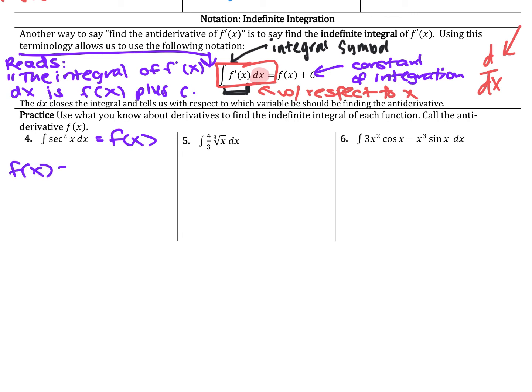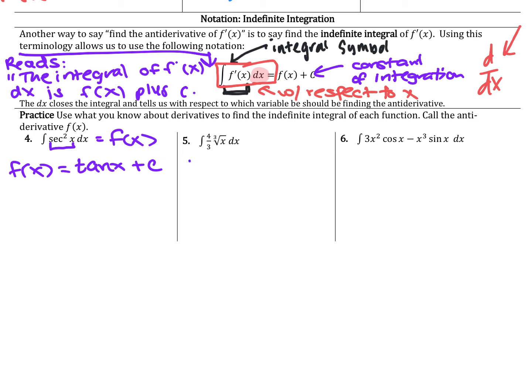So again, what we're doing is we're saying, what is secant squared x the derivative of? Because what we're trying to do is find the antiderivative. So the integral of secant squared x dx is the same thing as whatever function I took the derivative of to get secant squared. Well, we know that the derivative of tangent of x is secant squared of x, and we now know that we need to add a constant of integration to each problem.